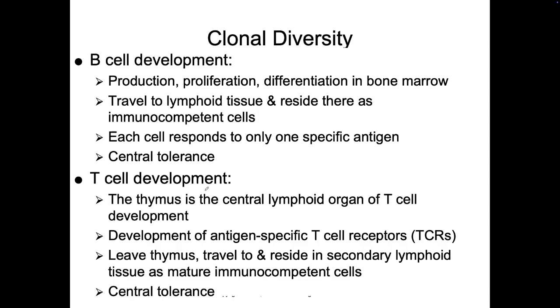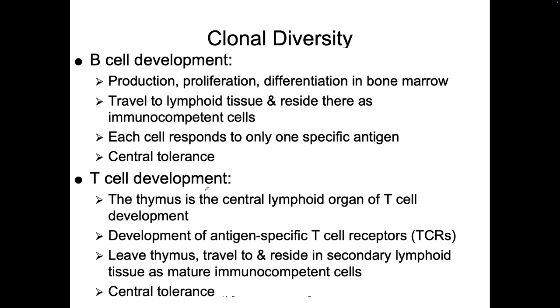Okay. B cell development involves production, proliferation, differentiation in the bone marrow. That's why they're called B cells, because they come from the bone marrow. They travel to lymphoid tissue, reside there as immunocompetent cells. Each cell responds to only one specific antigen.